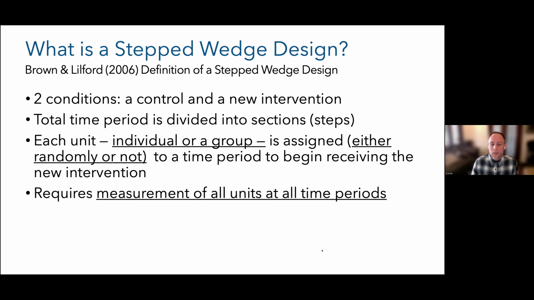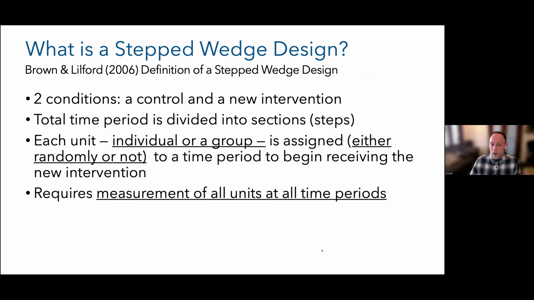Most commonly, it's random. To a time period that they will begin receiving the intervention. So essentially, their position in the rollout sequence is the randomization. What that actually means, and this is sort of the subtext, is that everyone who is in the trial eventually gets exposure to the experimental intervention, which is one of the benefits of this type of study design.